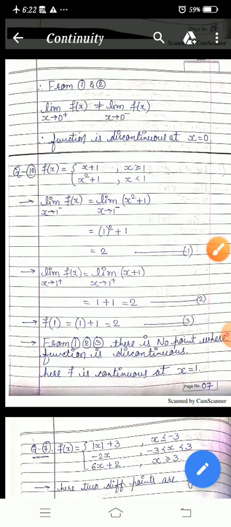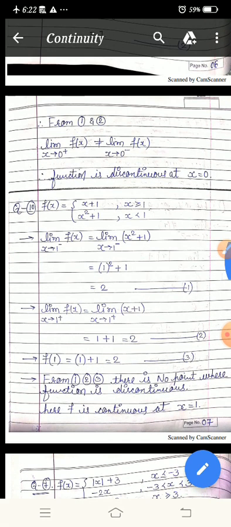Now third, we are finding the third value, the value of the function at that given point. Why? Because the values of equation 1 and equation 2 we got the same. If both values are not the same, then from the two equations we can directly write that the limit x tends to 1 plus f of x is not equal to the limit x tends to the given point from the negative side. So from those two equations we can write directly that the function is discontinuous at that given point. But if we got two equal values, then we need to go for the third step.